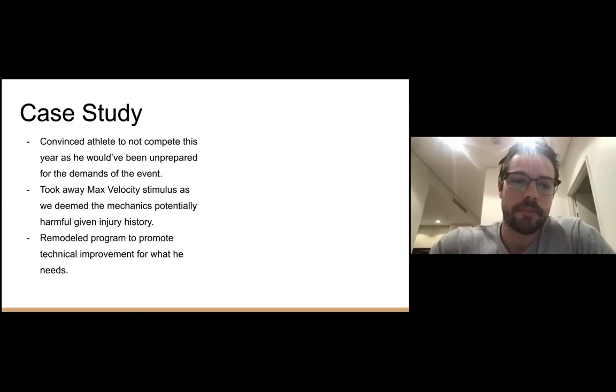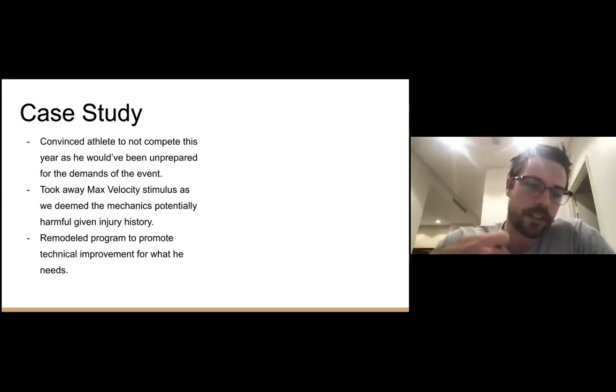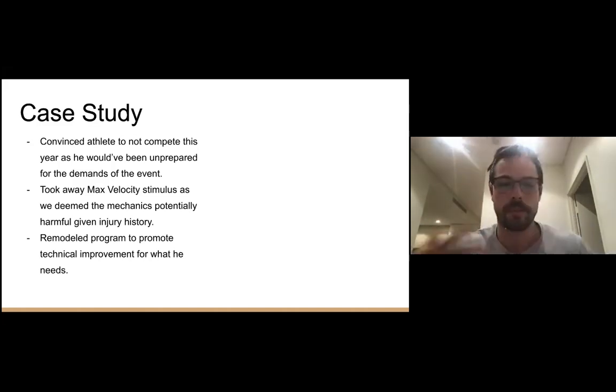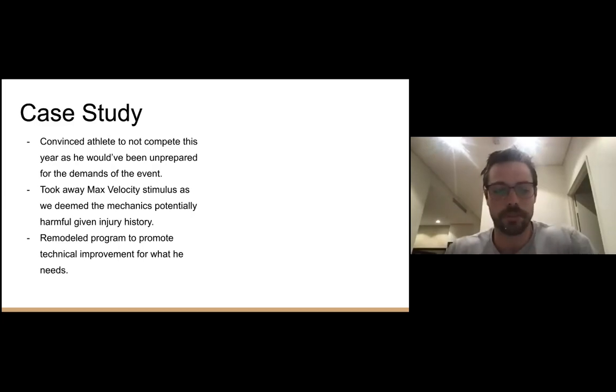So we convinced him to not compete this year, as he would have been unprepared for the demands of the event. What we had to do is take away max velocity stimulus, as we deemed the mechanics potentially harmful, given his injury history. And as I've talked about before, we needed to strip away a skill which he's not able to complete in that sort of environment and try to remodel it. So his entire program, we remodeled it to promote technical improvement for what he needs.